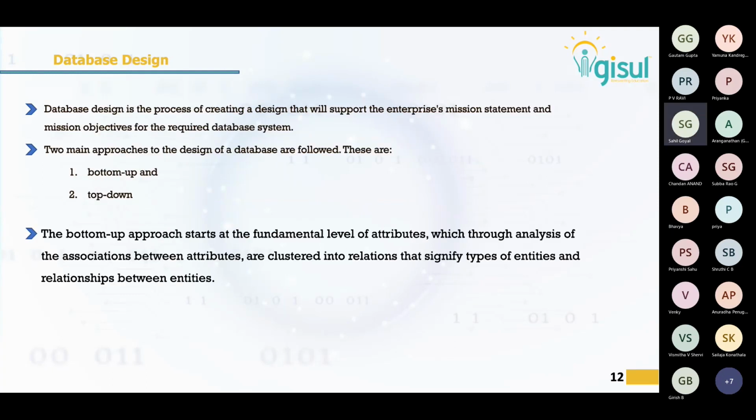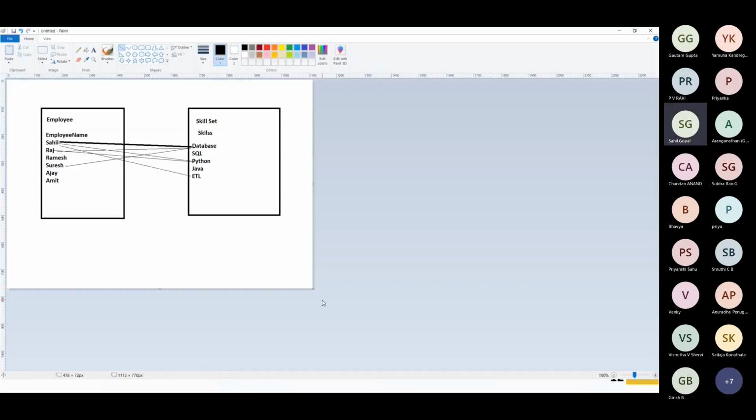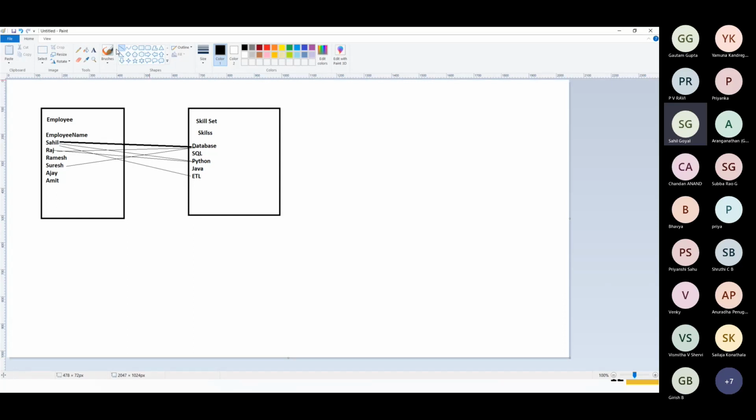Then the second is the database design. When we design a database after the planning, we decide the process in which multiple enterprise mission statements and objectives come in. We basically have two approaches to database design, a bottom-up approach and a top-down approach. So what does it mean? If I have to explain here, first is the bottom-up approach.